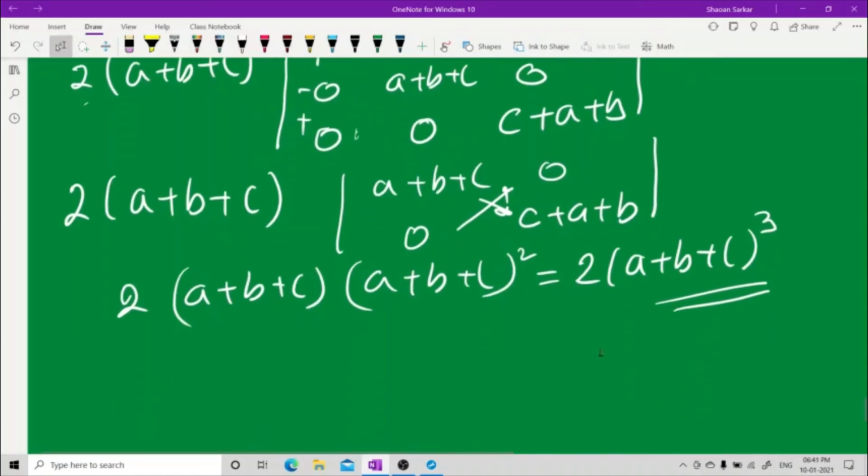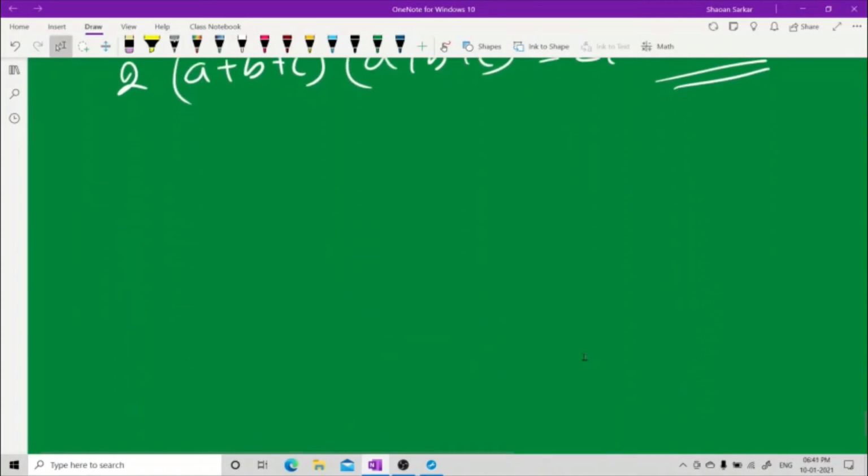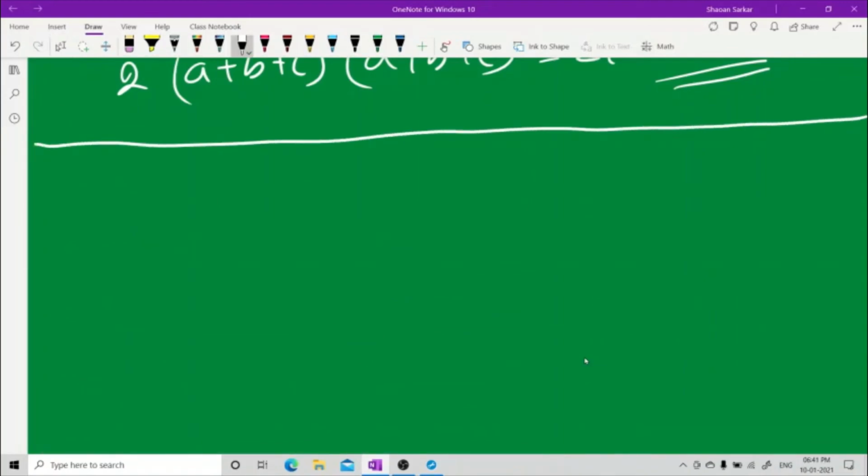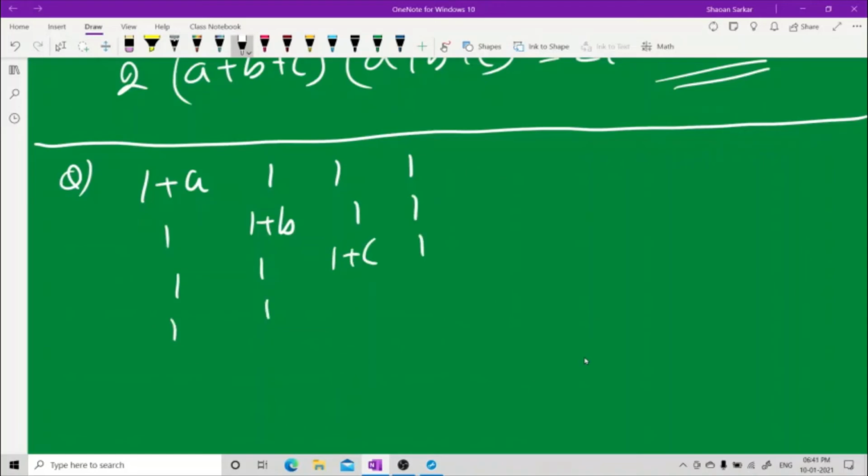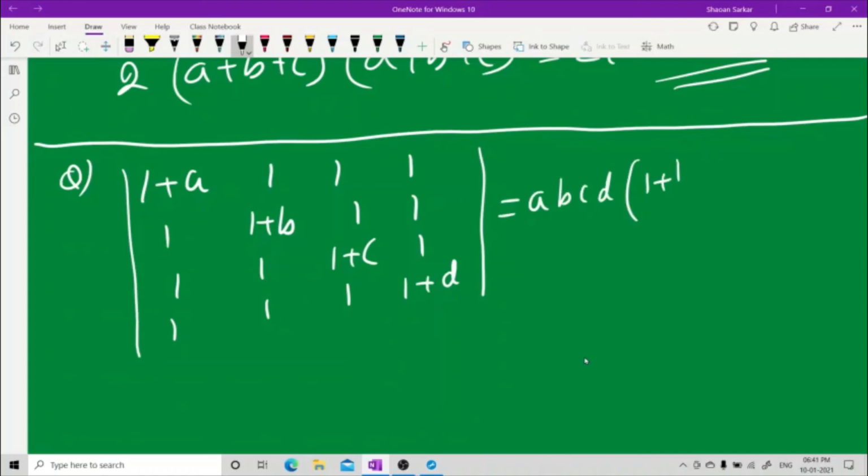Now the last problem for you is this one, which I have kept. Now let me draw the line. Yes, the line is here for you. Now the question is: 1 plus A, 1, 1, 1, 1, 1 plus B, 1, 1, 1, 1, 1 plus C, 1, 1, 1, 1, 1 plus D. And I need to show that this is equal to A, B, C, D, 1 plus 1 upon A, 1 plus 1 upon B, 1 plus 1 upon C, 1 plus 1 upon D.